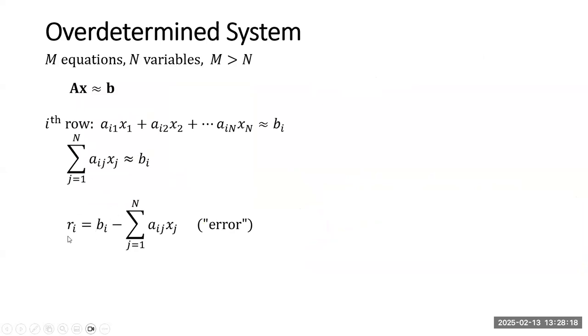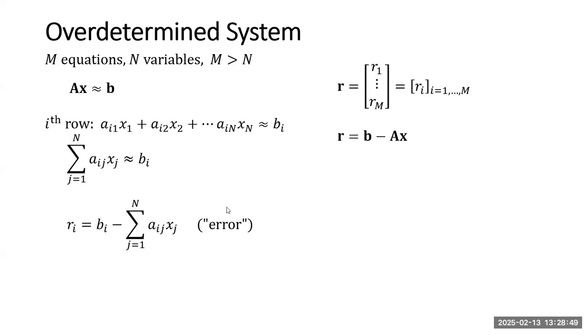For the same ith row, let's define the error to be the difference: b_i minus summation a_ij xj. The error might be positive or negative, correct? But we want the absolute value of the error to be as small as possible, or alternately, we want the square of r_i, the error, to be as small as possible.